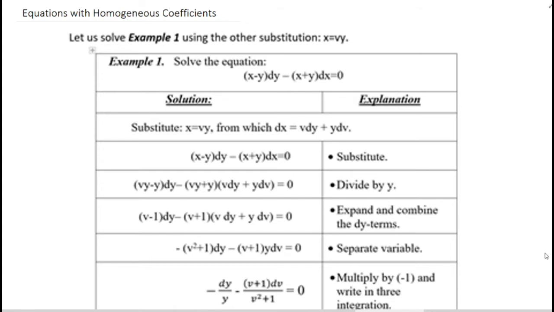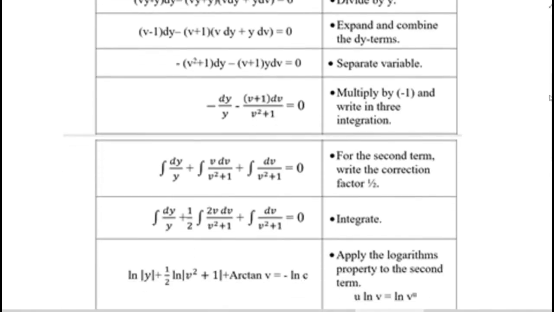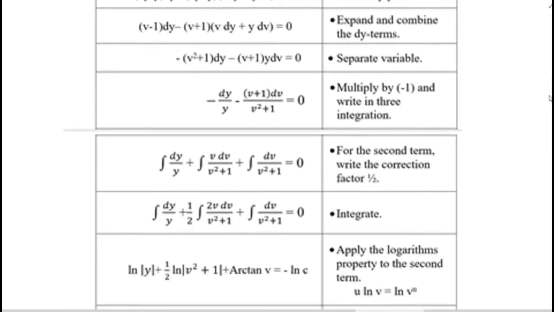Now, let us just summarize the steps that we come up with. The first step here is we substitute either y is equal to vx or x is equal to vy. After the substitutions, we simplify and we come up with a problem that is variable separable, meaning our variables v and y can be separated.